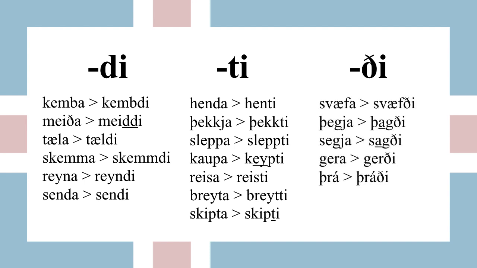In the next list, we have svæfa becomes svæfði, þegja becomes þagði, segja becomes sagði, gera becomes gerði, and þrá becomes þráði. We do have irregular vowel changes in the past tense for þegja and segja, as you noticed.